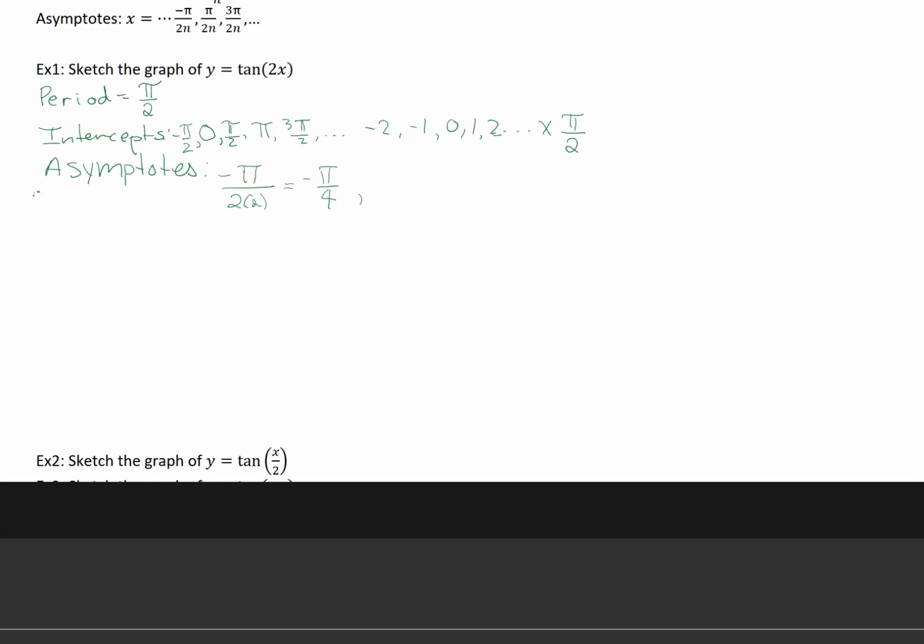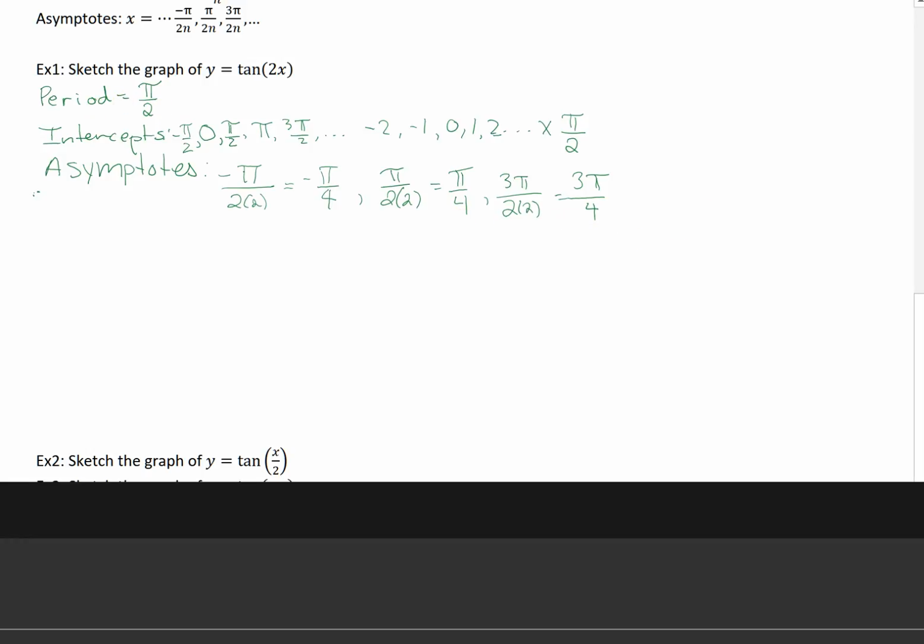My next one, pi on 2n, is pi on 2 times 2, which is pi on 4. The next one, 3 pi on 2n, is 3 pi on 4. So again, this is taking multiples of pi on 4. Notice each of these are pi on 2 apart, so that's consistent with my period.